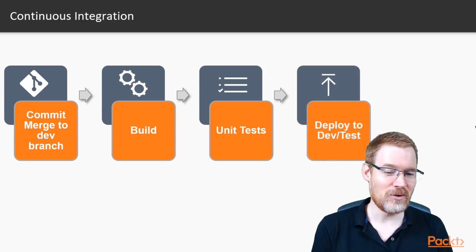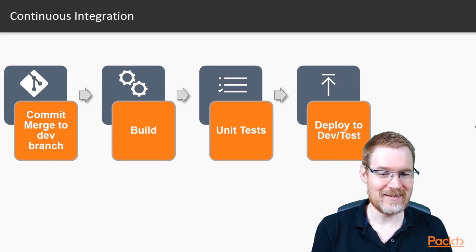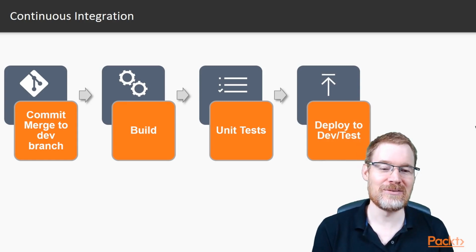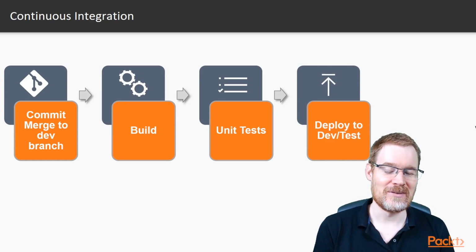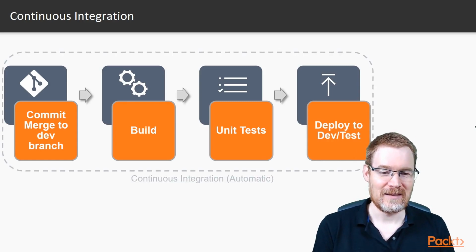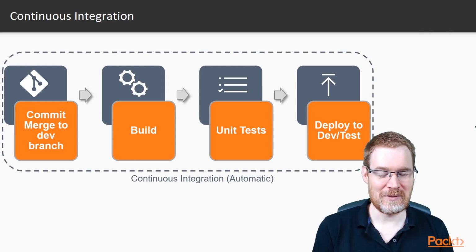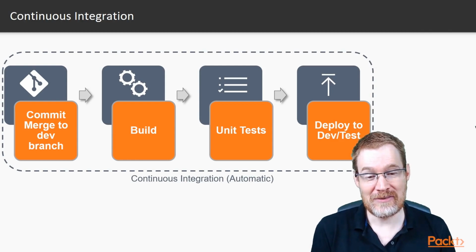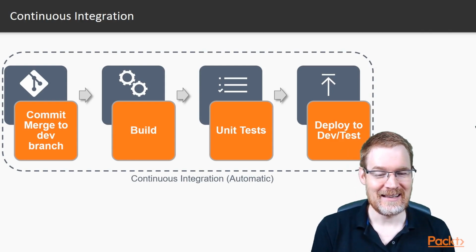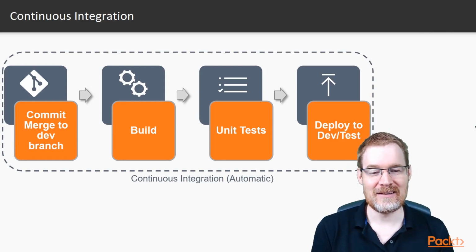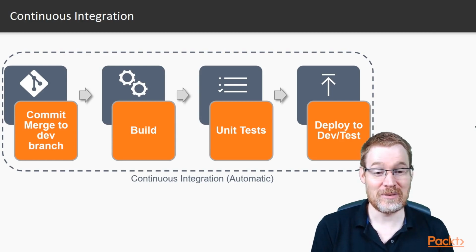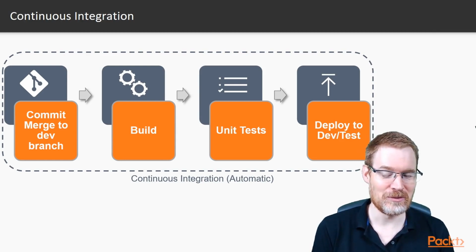And once we've got our build artifacts and we've tested them, then obviously we're going to need to deploy those to our development and test environments. So continuous integration is about trying to automate that process. Because it's something that we're going to do on a very regular basis, and it's repetitive, we're doing the same thing each time, so it's an ideal candidate for automation.